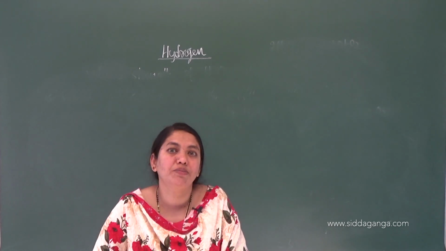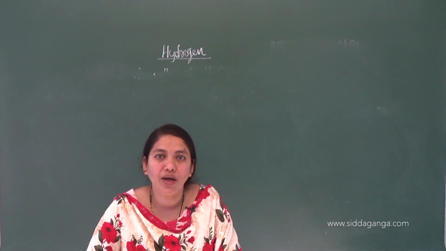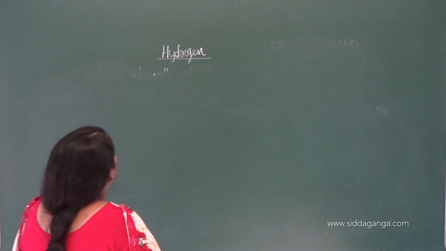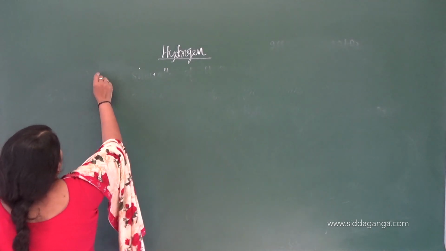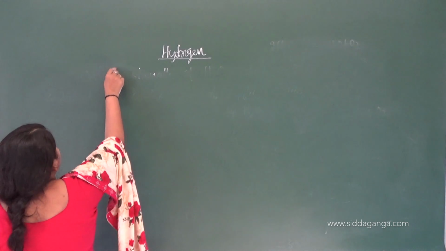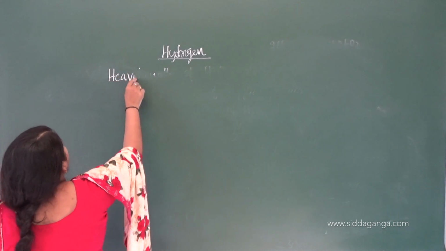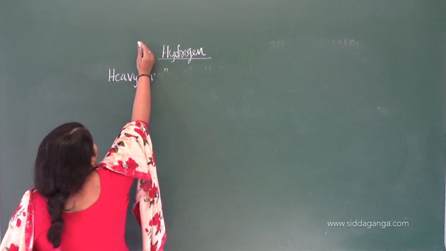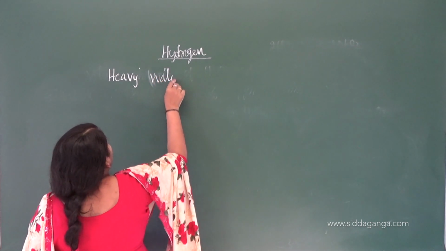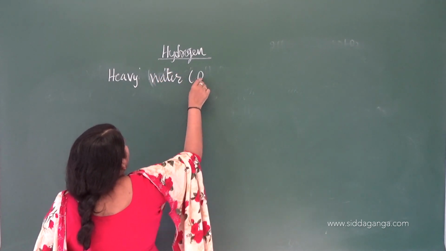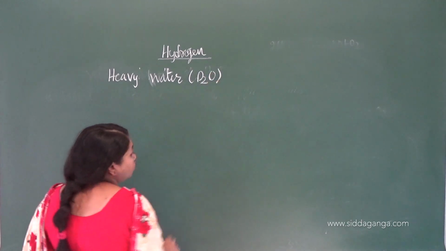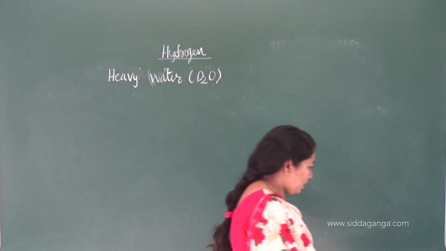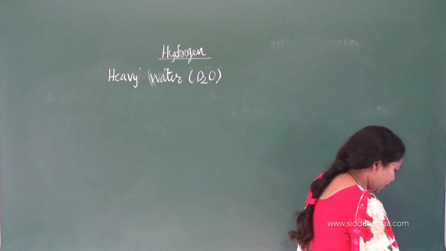We have to express in terms of percentage only. Okay, now one more important concept here. Not so important for theory, but you should know, because it is one of the compounds of hydrogen, that is nothing but heavy water. What is that? Heavy water, which can be represented by the formula D2O.